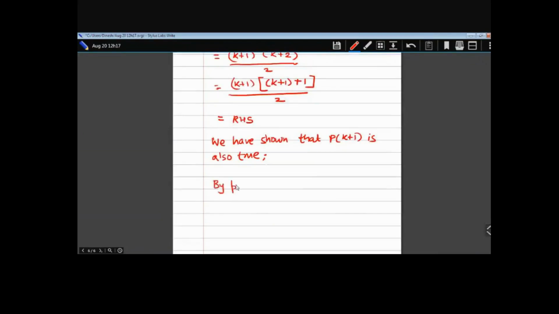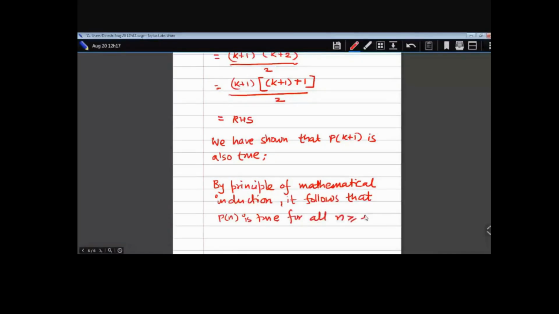And then at the end we can write down that by the principle of mathematical induction, it follows that P of n is true for all n greater than or equal to 1. So that is the end of the answer.